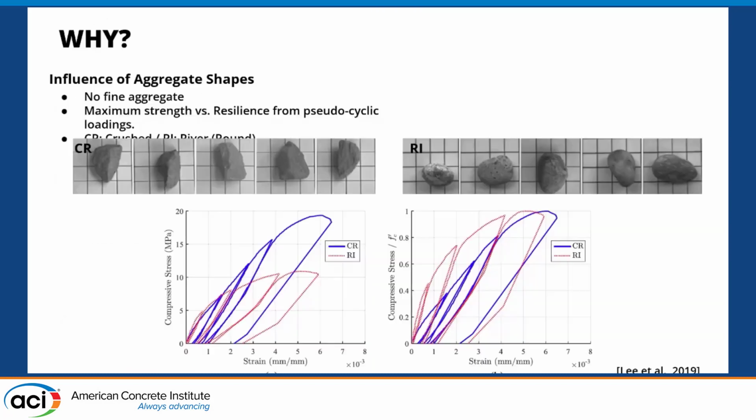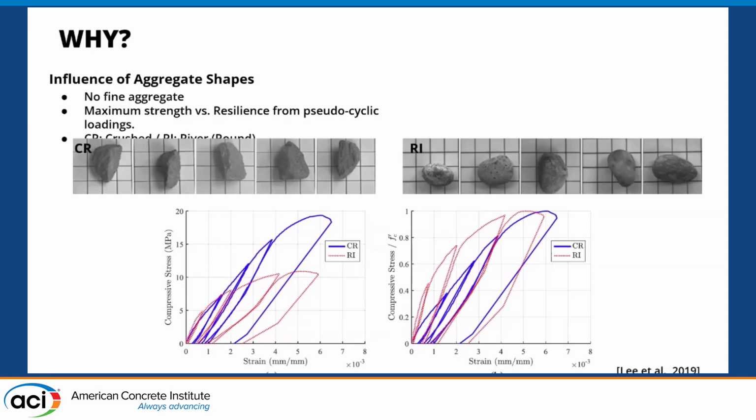Technically, our research was motivated by a simple test. We made two concrete cylinders, and for making those, we used two different shapes of aggregates. One is crushed aggregate, which is a little more angular looking, and the other is river aggregate, a more rounded shape.